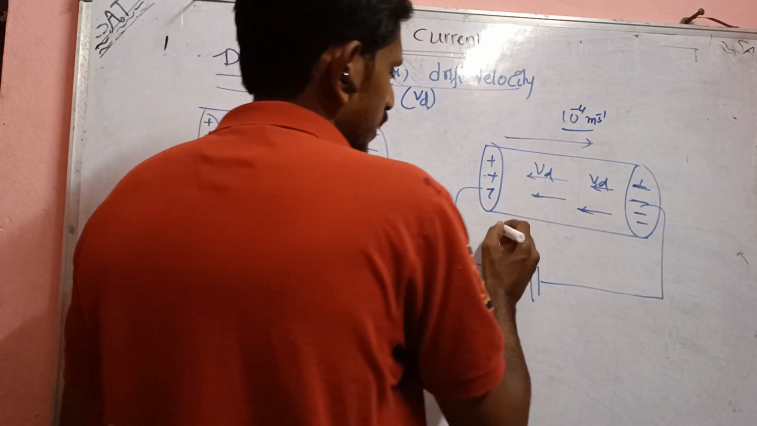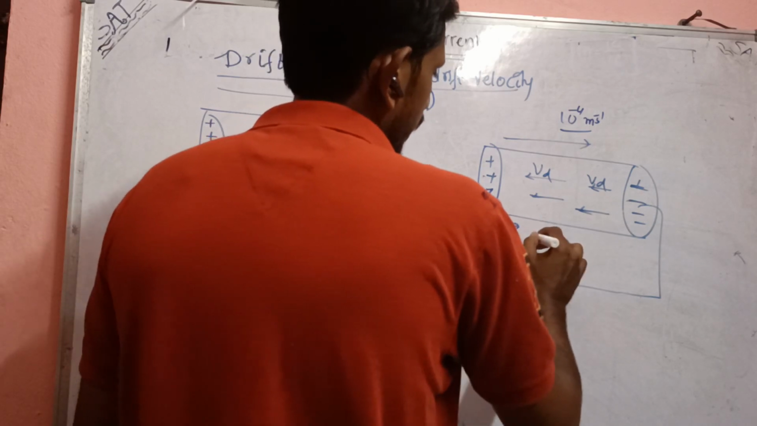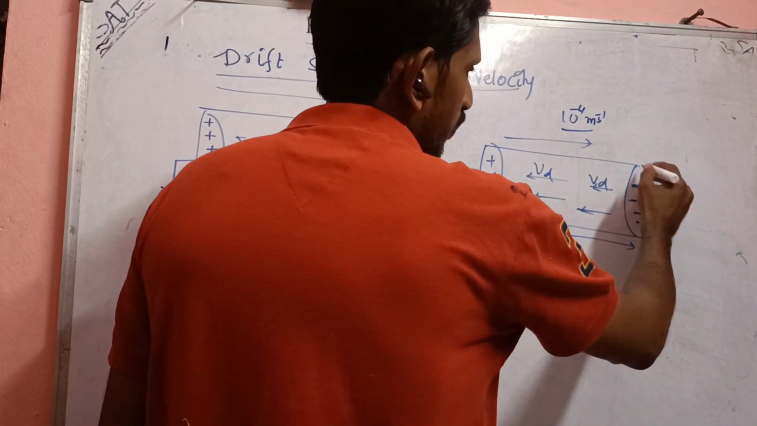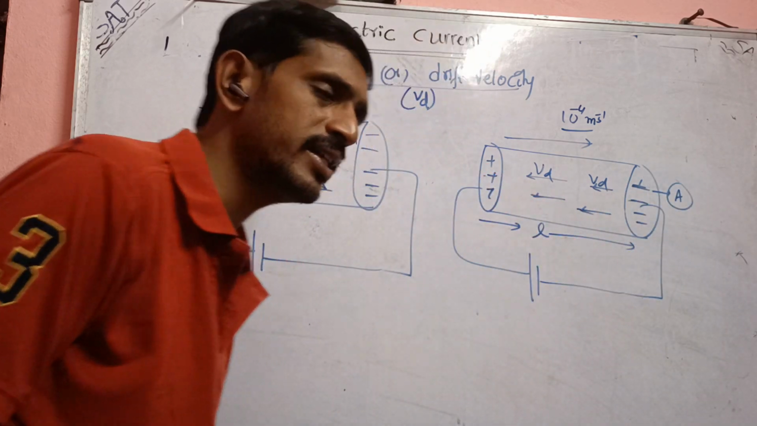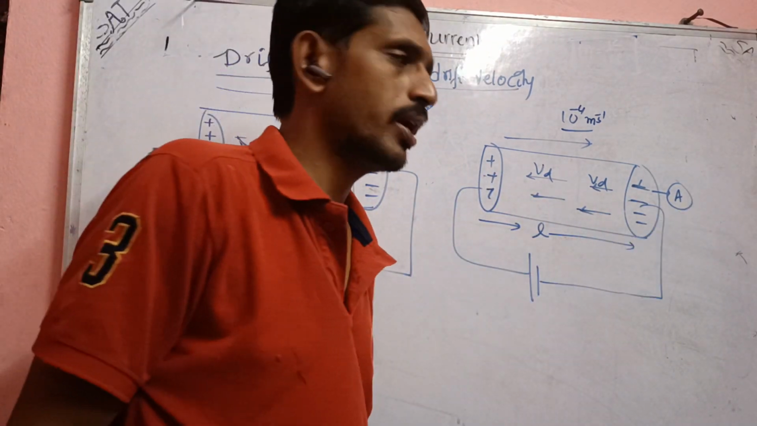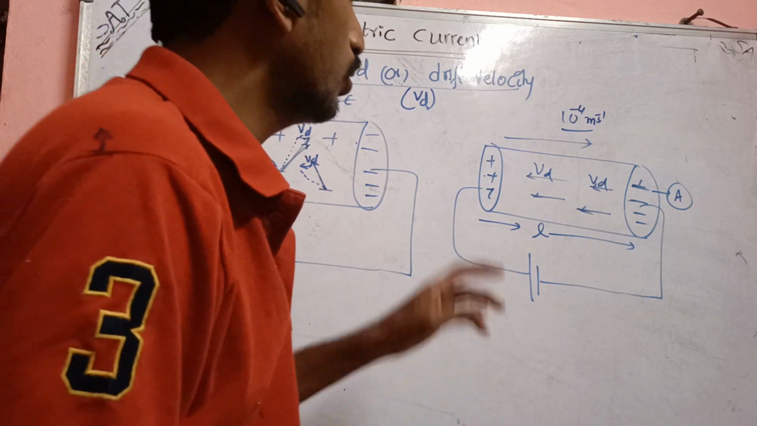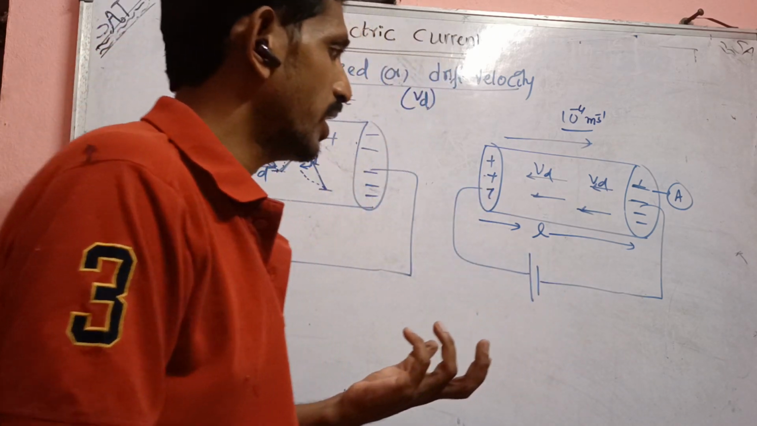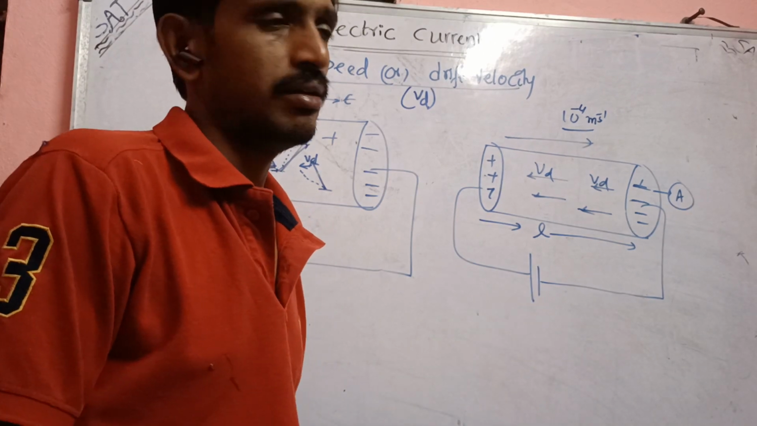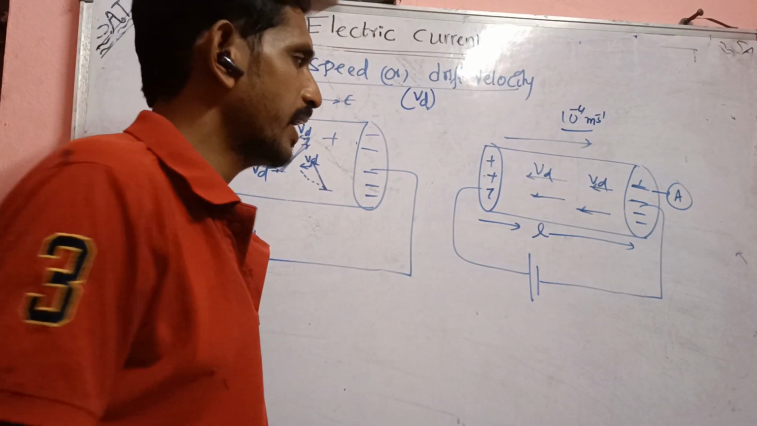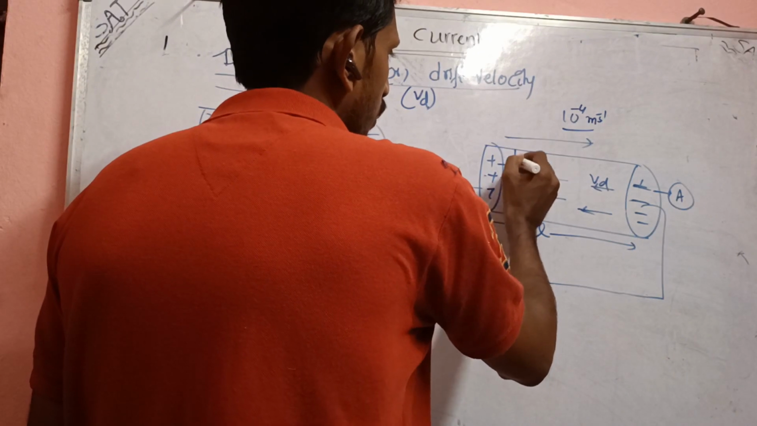Right. So let us suppose the length of the conductor is L. The area of cross section of the conductor is A. Now I want to find the drift speed in terms of electric current. For that, I can take a unit volume of the conductor.